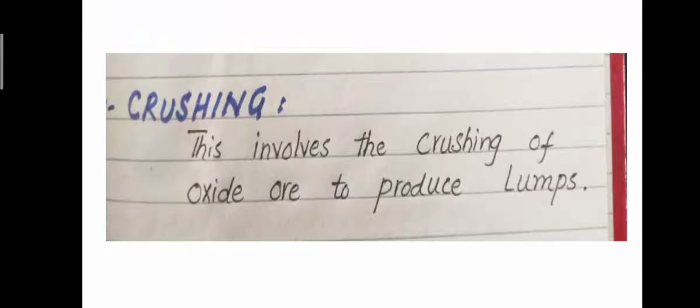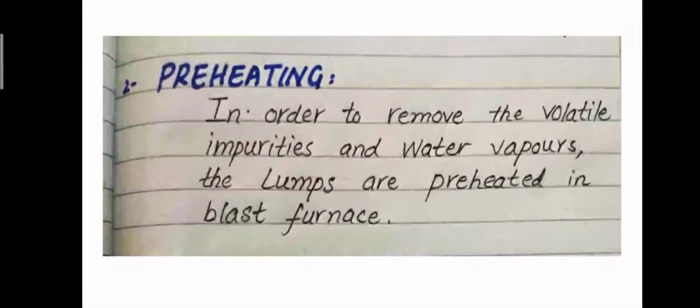Now the steps of the process. The first step involves crushing. This involves the crushing of oxide ore to produce lumps. Step 2. Preheating. In order to remove the volatile impurities and water vapors, the lumps are preheated in the blast furnace.